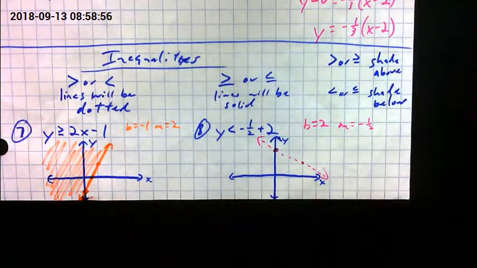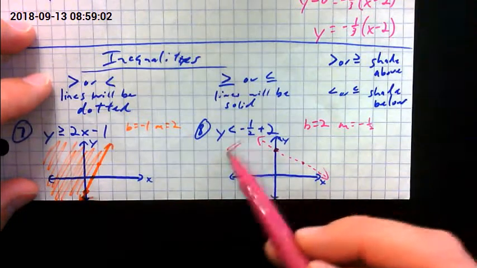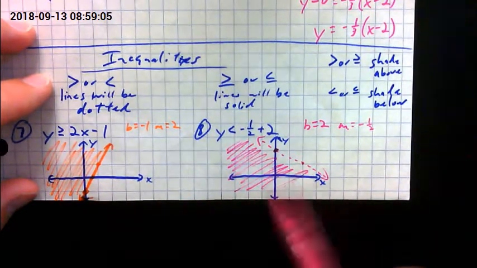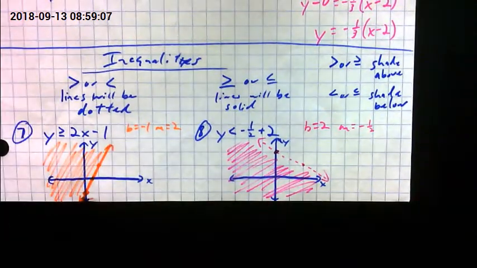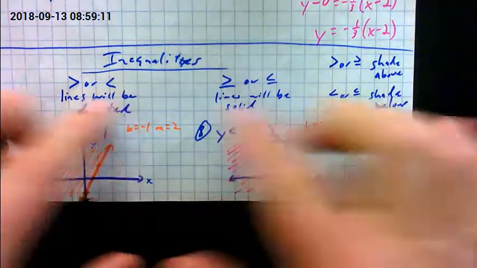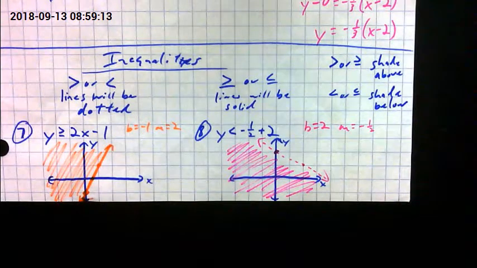And then we still have to do shading. So it's a less than symbol. So we're going to shade above or below that line? Below. So y is less than, we shade below. And that's it. Those are the only little things that are different when you talk about inequality.